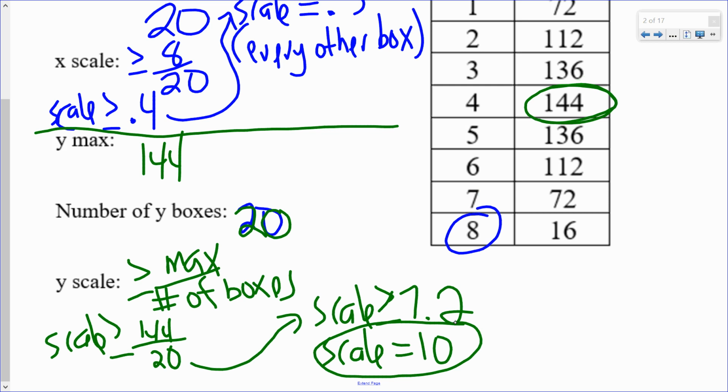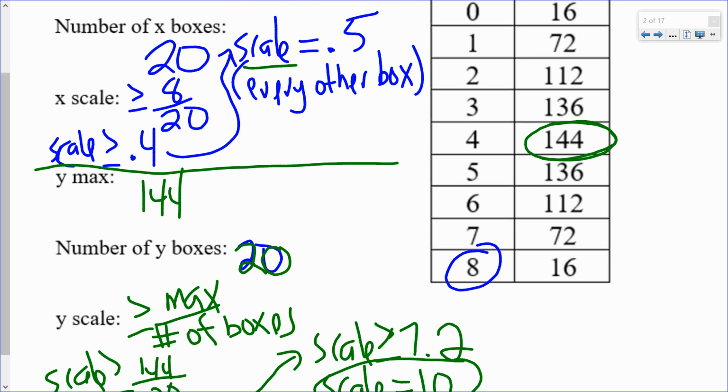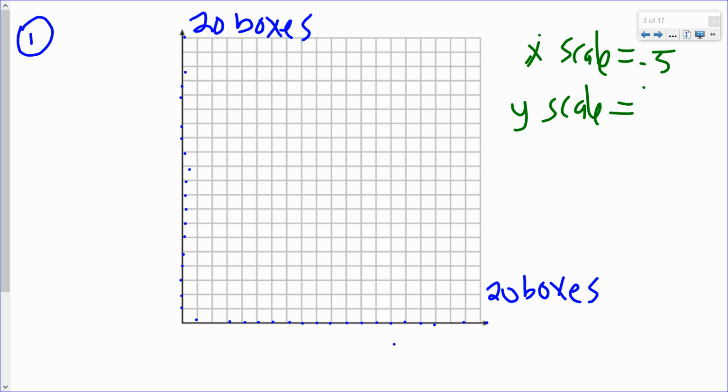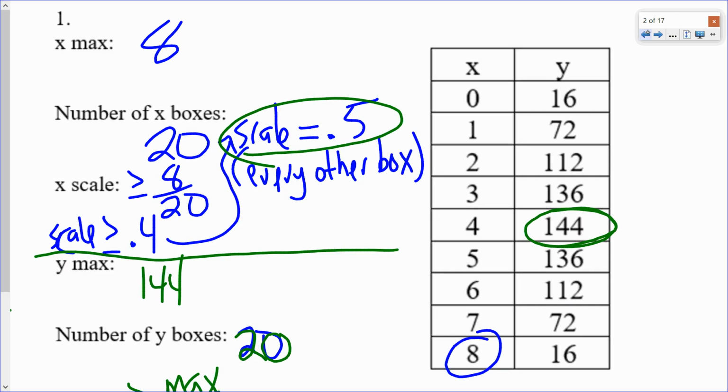So now I'm just going to transfer onto my graph. It's kind of hard with all the different scales and the table and the graph to fit it on one page. So I'm just going to bring over the important information now. So my X scale is going to be 0.5. My Y scale is going to be 10. So let's write that here. My X scale is going to be 0.5. My Y scale is going to be 10. And then let's bring this table over.